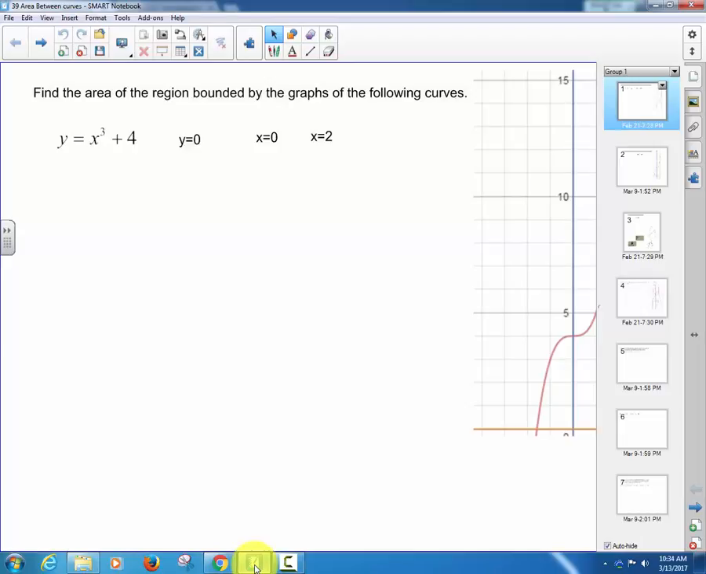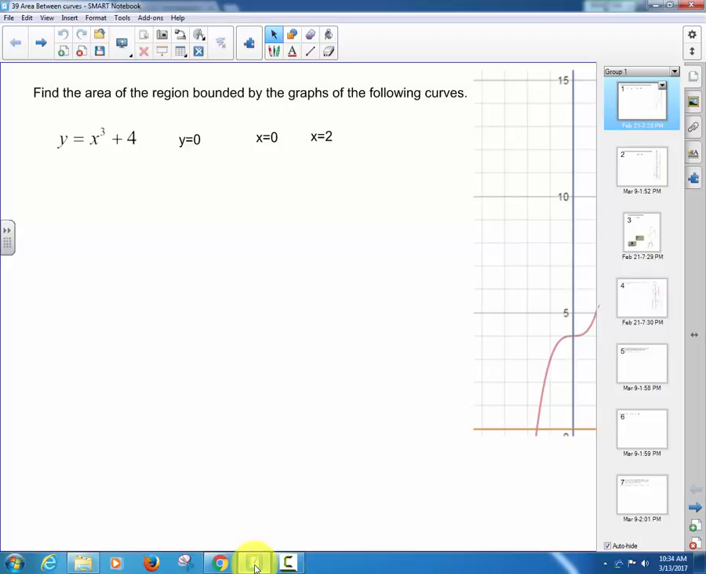39, area between curves. I did get your test graded. I did get your test corrections in. You've already gotten your report card. All those grades should be in there. If something looks funny, let me know, and we'll correct it. Some of you have incompletes because, well, Matthew's not here, so he's got an incomplete.